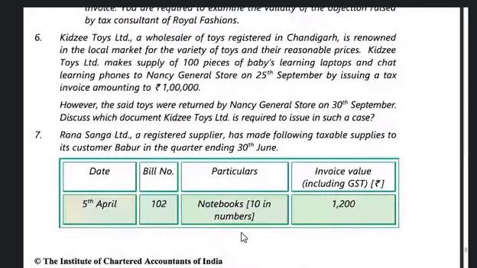Answer the following question. Whether the tax invoice has been issued within the time limit. So first question is whether the tax invoice has been issued within time limit, yes or no.